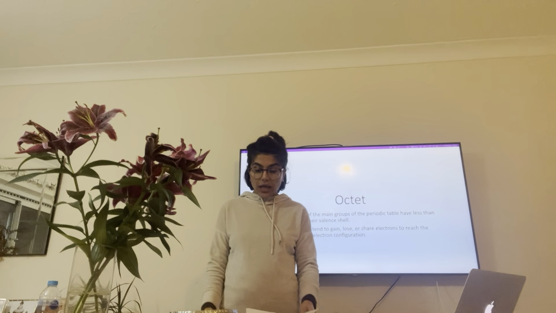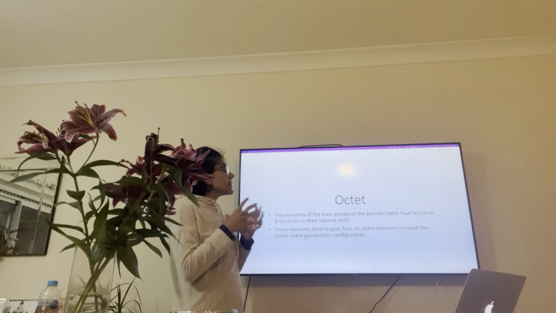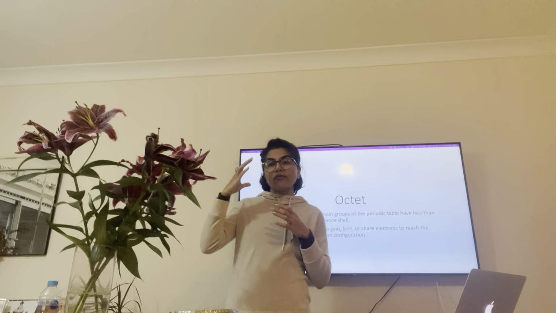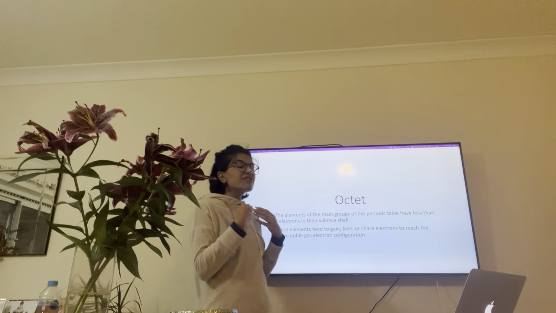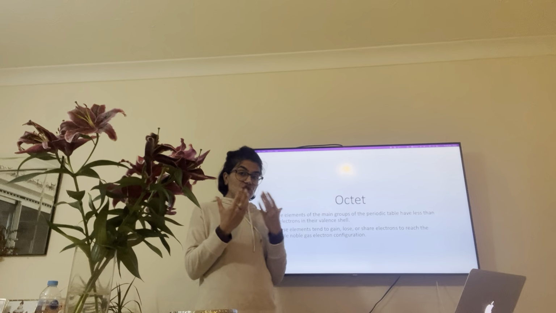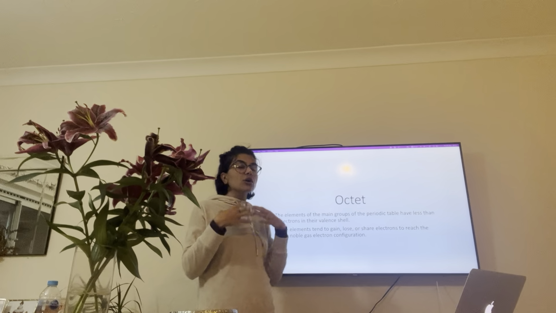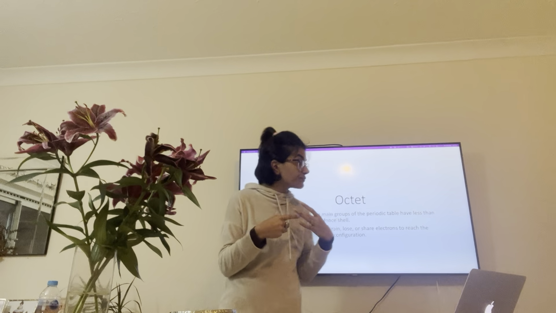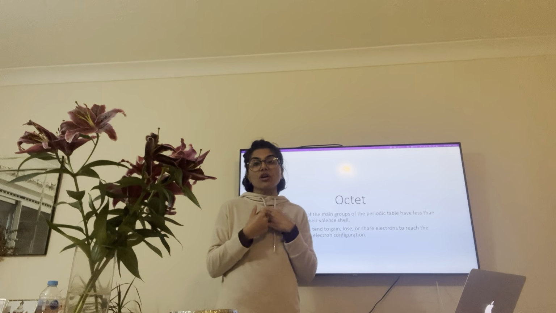Octet. The elements of the main group of the periodic table have less than 8 electrons in their valence shell. So they tend to share, gain or lose electrons to reach the stable noble gas electron configuration.